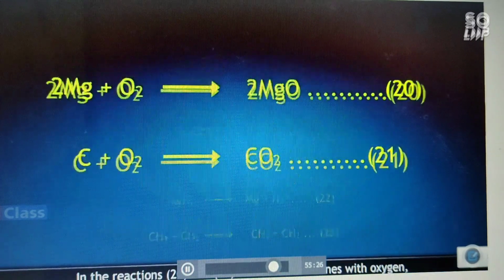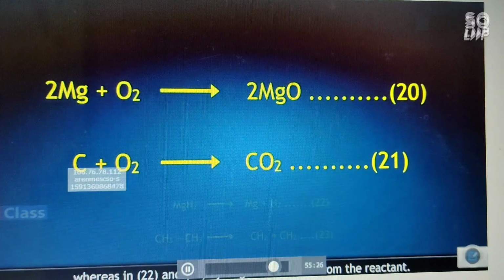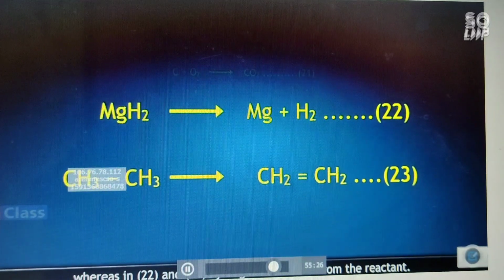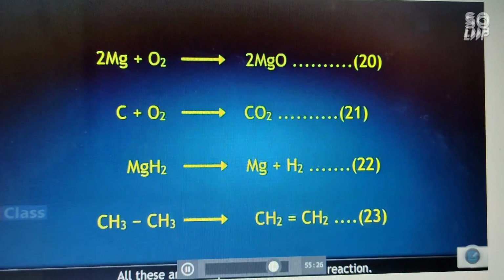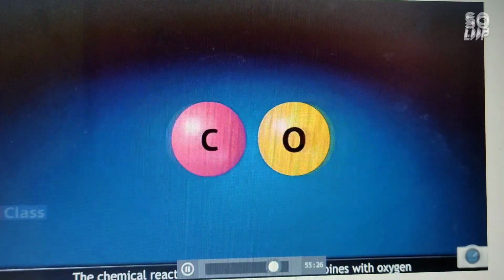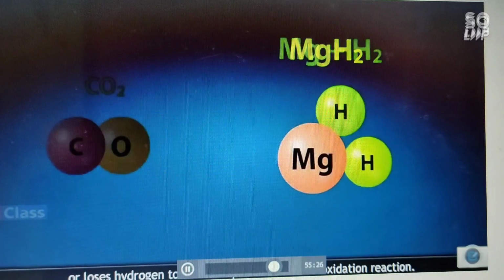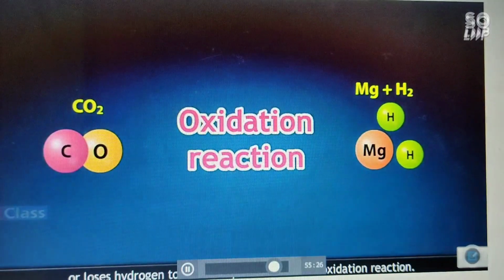In the reactions 20 and 21, a reactant combines with oxygen, whereas in 22 and 23, hydrogen gas is removed from the reactant. All these are examples of the oxidation reaction. The chemical reaction in which a reactant combines with oxygen or loses hydrogen to form the product is called an oxidation reaction.